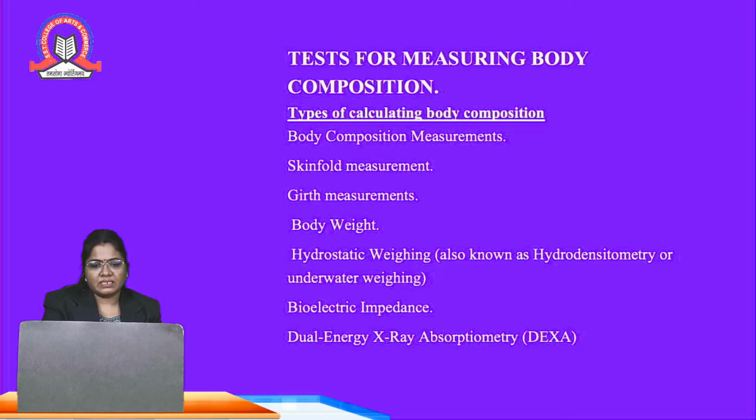Bioelectrical impedance: using an electrical instrument we are finding the weight of our body composition and deposits in the body. Dual energy X-ray absorptiometry, that is DEXA. According to the X-ray sent into the muscles, we can find the composition of the body by the deposition of different materials in the muscular region. This is also one of the tests for measuring the body composition.